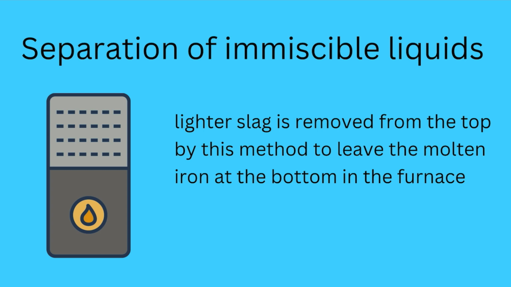What happens is that they put iron ore in the furnace and heat it very well. The lighter slag is removed from the top by this method, leaving the molten iron at the bottom of the furnace. When iron ore is melted, the impurities, the lighter ones, the slag, rise above, and the molten iron, since it has higher density, sinks down in the furnace. That is how you can easily remove the slag and be left with just the iron.